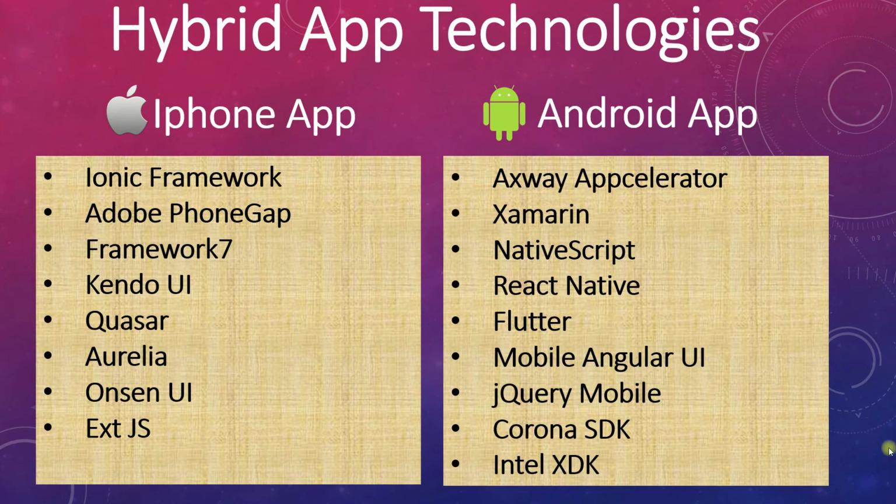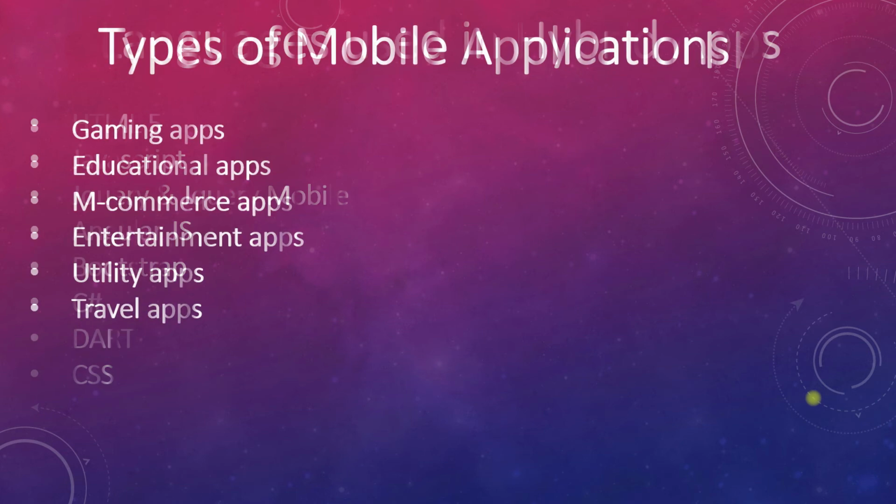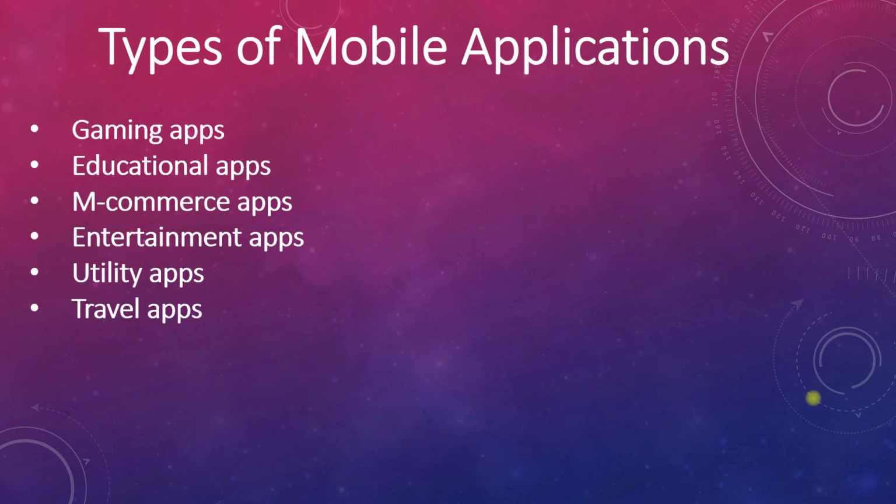Now, once you develop these hybrid application technologies, you should be using these kinds of languages: have knowledge of HTML5, JavaScript, jQuery Mobile, AngularJS, Bootstrap, C#, Dart, CSS, and all these languages you can use. If you want to be a developer of hybrid application development technology, and you are well aware of HTML5, JavaScript, and jQuery, you can go ahead with that, and you can usually understand the concept behind that.